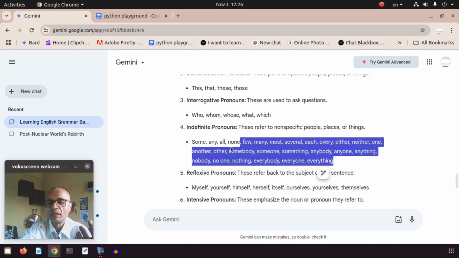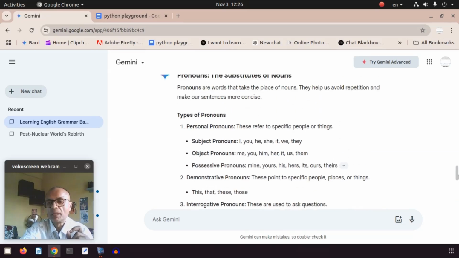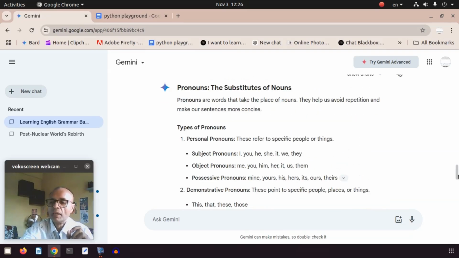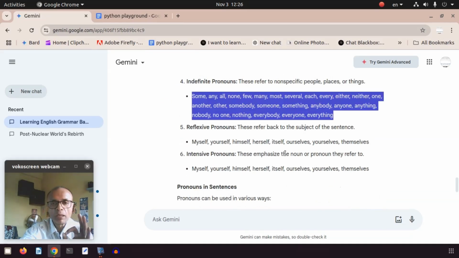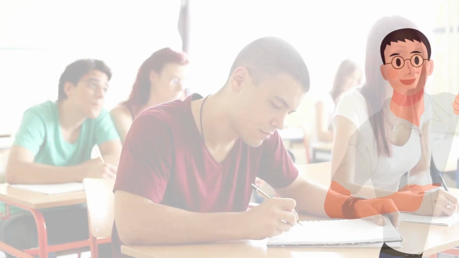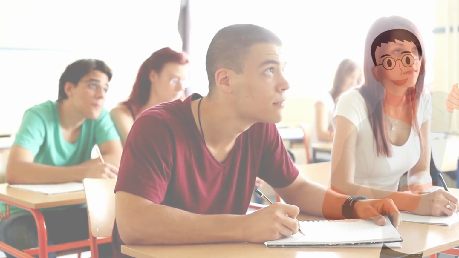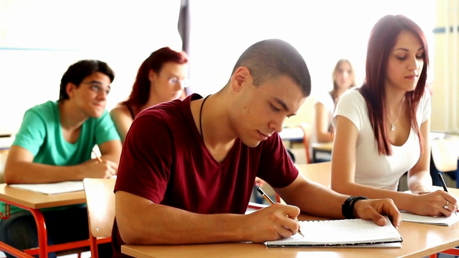There is a list, of course, and the best thing in my view is that I will give this total output in my description, so that you will get the whole thing there. You can also read from there. Reflexive pronouns refer back to the subject of the sentence, that means myself, yourself, himself, herself.